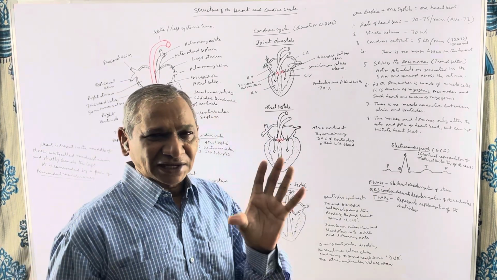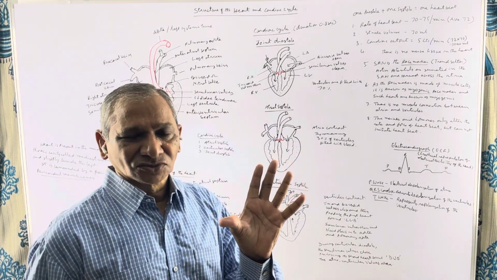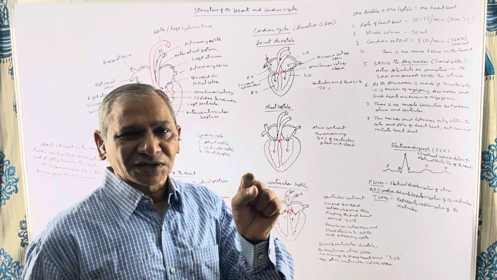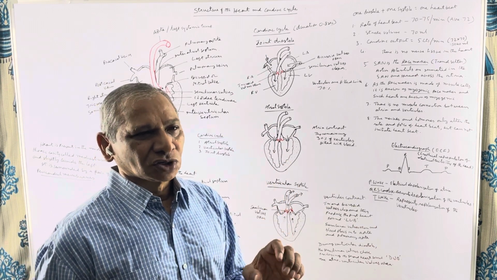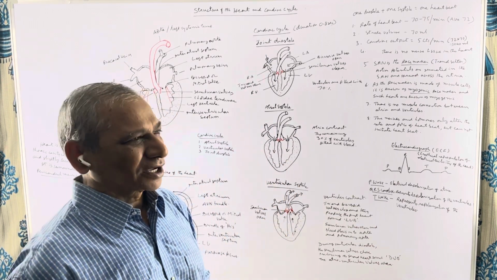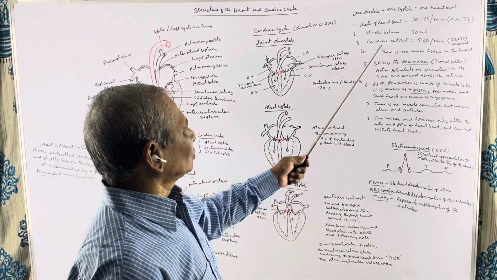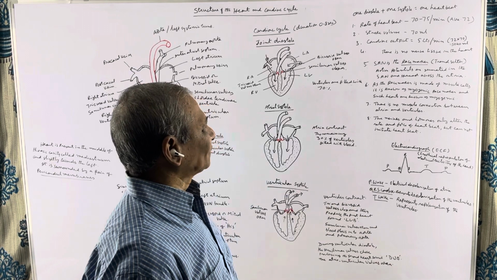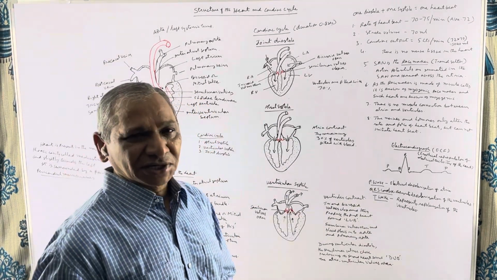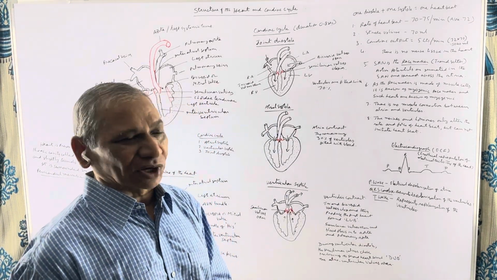Diastole means relaxation of the heart muscles. Systole means contraction of the heart muscles. So, one heartbeat consists of one diastole and one systole, and already I have told you the rate of heartbeat is 70 to 75 times per minute, or on the average 72 times.